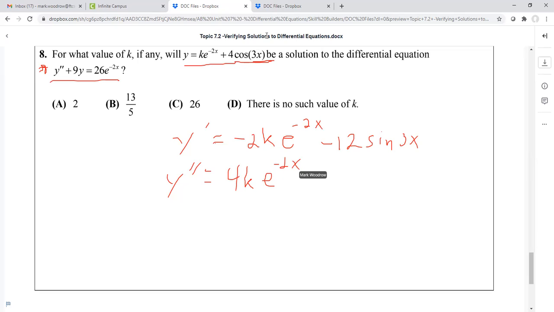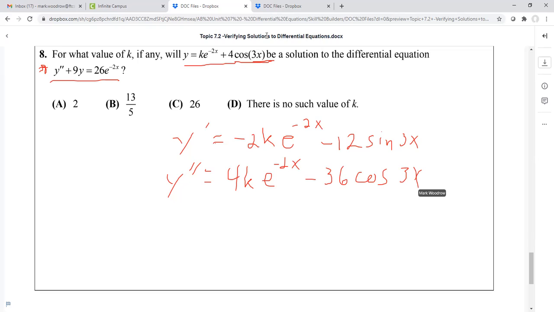And then when I do the derivative of sine, it's just straight up cosine. And then again, this is chain rule. And then the derivative of 3x is 3. So this would be negative 36, because I have to do the 3 times the 12, cosine of 3x. So there's your second derivative.